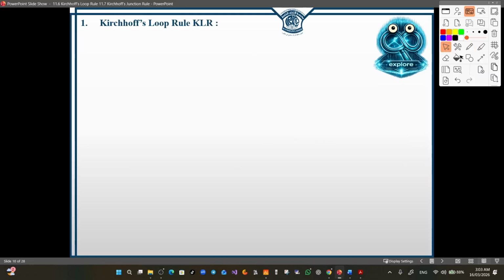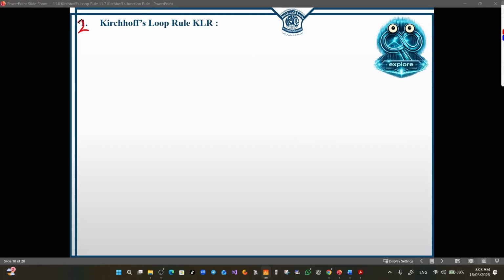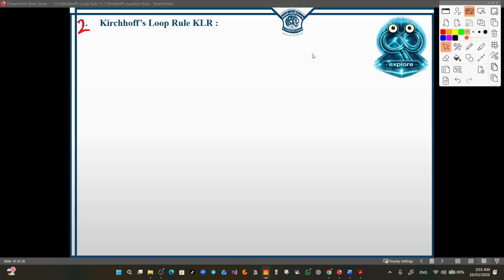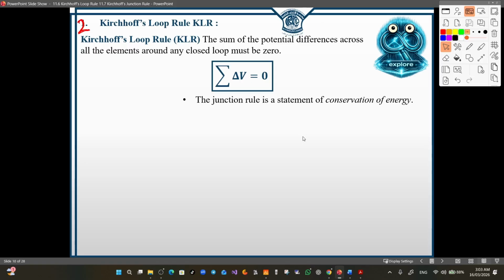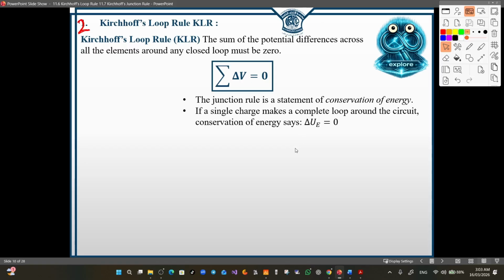Now, a second important rule in electric circuits is Kirchhoff's loop rule, the KLR. Kirchhoff's loop rule: the sum of the potential differences across all the elements around any closed loop must be zero. Mathematically, it can be represented as the summation of delta V equals zero. The loop rule is a statement of conservation of energy. If a single charge makes a complete loop around the circuit, conservation of energy says that the change in electric potential must be equal to zero. In circuit language, the summation of delta V is equal to zero.